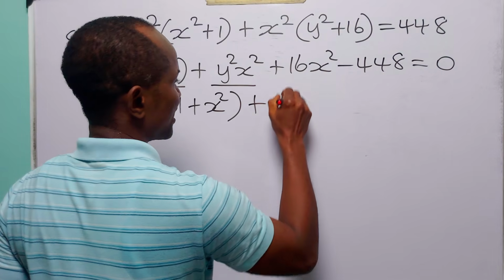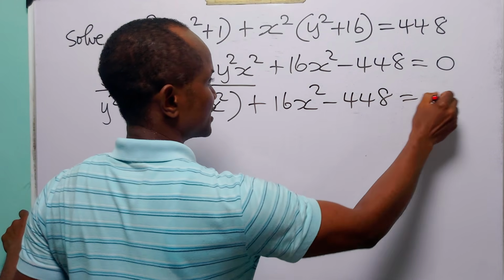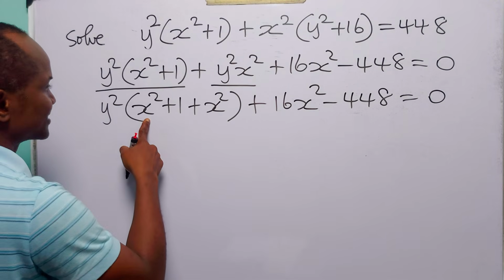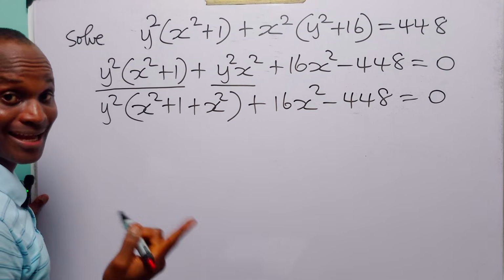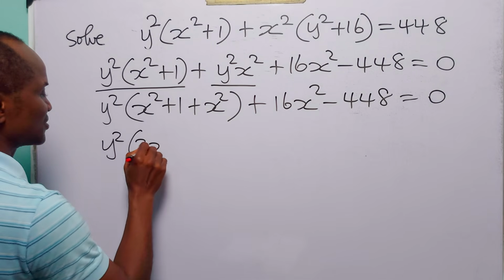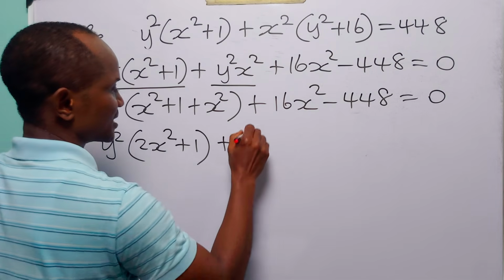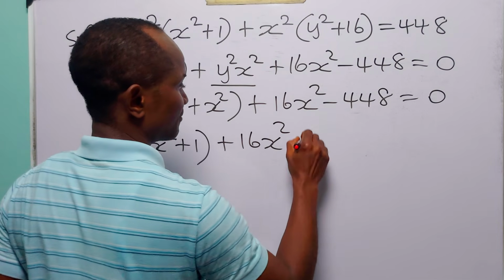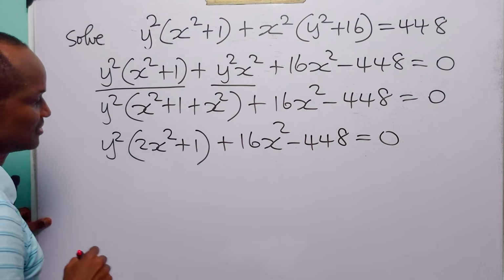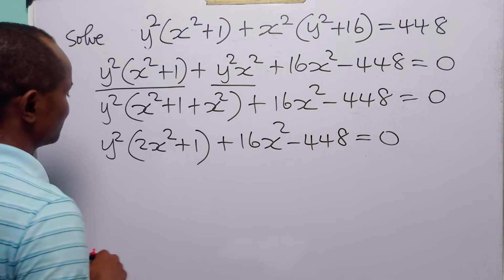Now, here we still have 16x squared minus 448, and everything is equal to 0. x squared plus x squared is equal to 2x squared. So we have y squared times (2x squared plus 1) plus 16x squared minus 448 is equal to 0. And this is our quadratic equation.